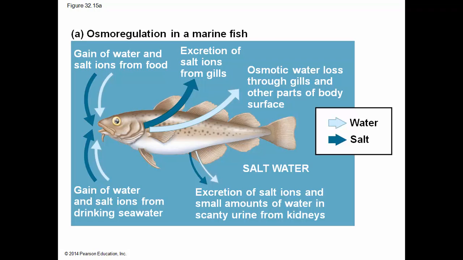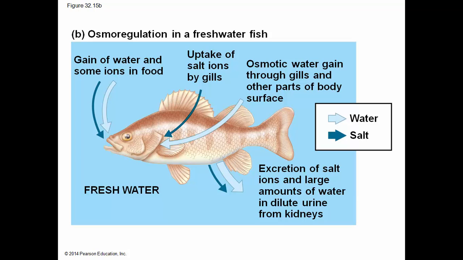In the gills, especially, chloride cells actively transport chloride ions out and allow sodium ions to follow passively. In the kidneys, excessive calcium, magnesium, and sulfate ions are excreted with the loss of only small amounts of water. So the saltwater fish tries to retain fresh water.